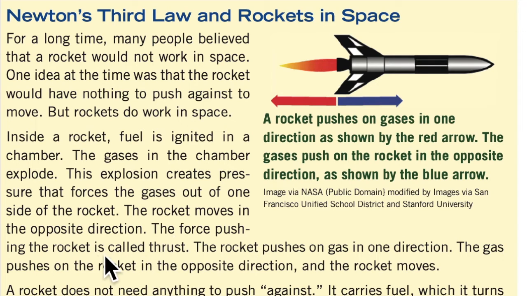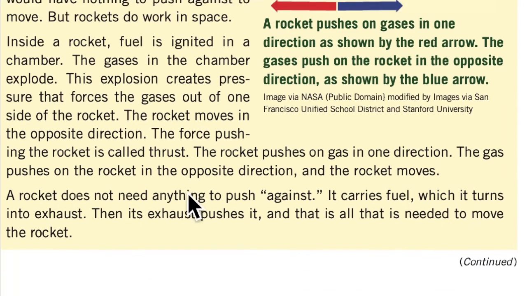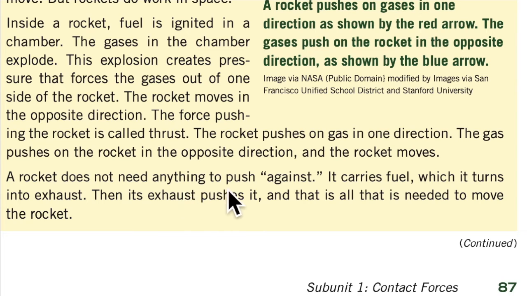The force pushing the rocket is called thrust. The rocket pushes on gas in one direction. The gas pushes on the rocket in the opposite direction and the rocket moves. A rocket pushes on gases in one direction as shown by the red arrow. The gases push on the rocket in the opposite direction as shown by the blue arrow. A rocket does not need anything to push against. It carries fuel, which it turns into exhaust. Then its exhaust pushes it, and that is all that is needed to move the rocket.